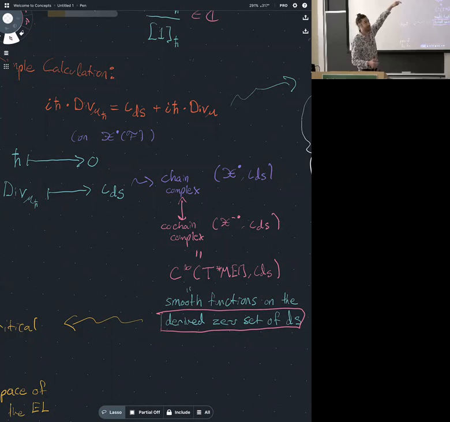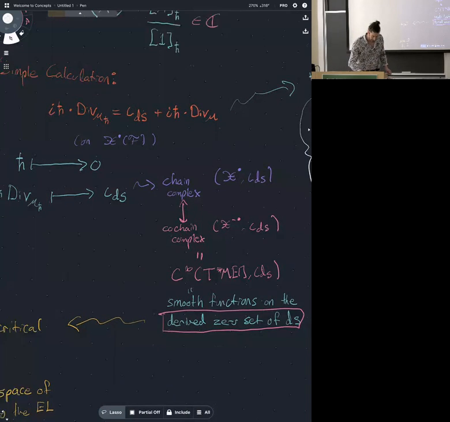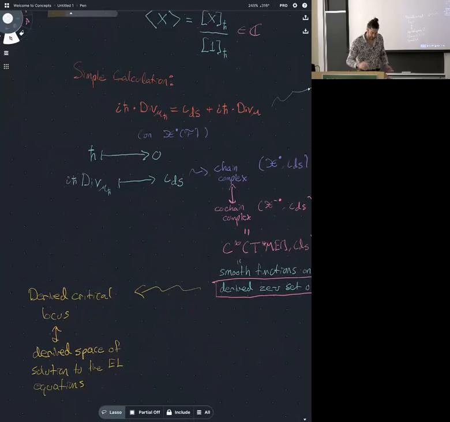No, there's action on both sides, and μ_ħ is hidden. μ_ħ is just as you take the volume form and you multiply it by e^(i/ħ) times the action function. No, it's clear. Okay. So we discovered this derived critical locus, so it's the derived space of solutions to the classical field equations.